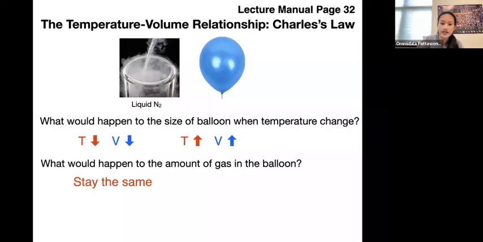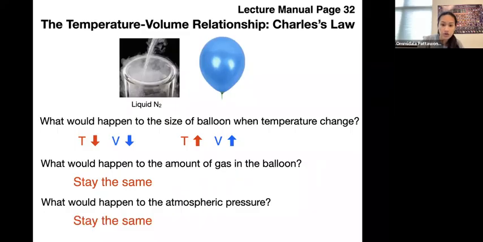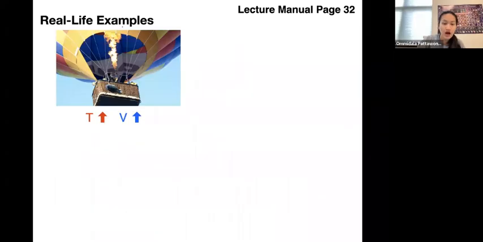Okay, so what would happen to the amount of gas again? In this case, it still stays the same, right? I did not take anything out of it, so the gas should stay the same. And we did not change atmospheric pressure, so the pressure of the atmosphere outside the balloon stays the same. So in this case, you can tell that the relationship between temperature and volume is directly proportional.